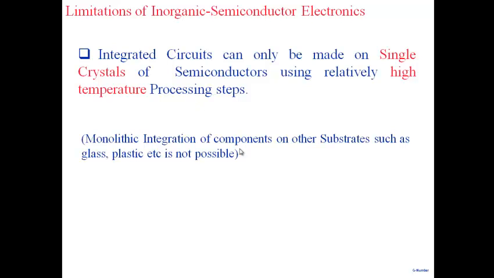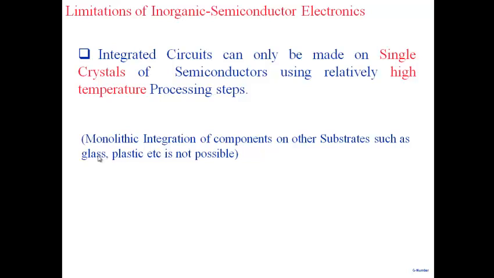Which means that monolithic integration, which means ICs, I cannot make ICs on other substrates such as glass, plastic, etc. Now, what do I mean? I'm saying that I cannot do monolithic integration. I cannot make an IC on glass or plastic. I can only make an IC on silicon.